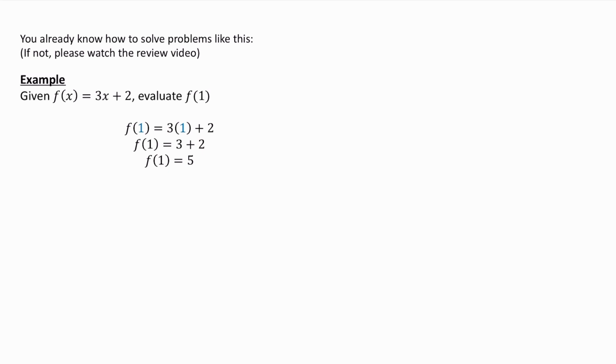To evaluate this, remember what you do is you go to this function f and you plug in 1 everywhere you see an x. So that gives us 3 times 1 plus 2, which we now simplify. 3 times 1 is 3, and then we add 2, and 3 plus 2 gives us 5. So we have f of 1 equals 5.